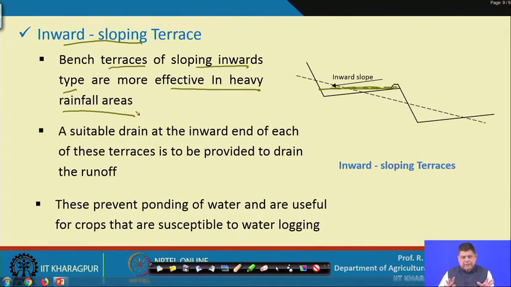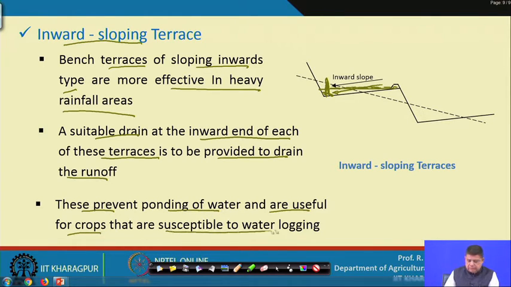So, I mean, categorization could be based on rainfall itself, and a suitable drain at the inward end of each of these terraces is provided to drain the runoff. So, obviously, whatever rainfall occurs gets drained towards the inner end of the terrace, and thus a channel is provided with sufficient grade perpendicular to the board, so that whatever excess runoff is generated is safely taken to an outlet. These prevent ponding of water and are useful for crops that are susceptible to waterlogging.